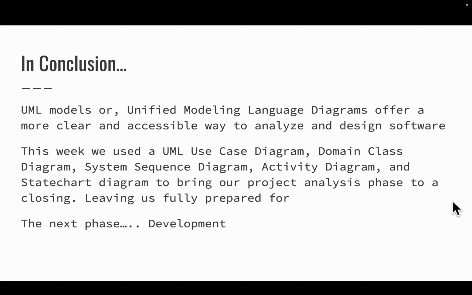Okay, and then for the conclusion, UML models or unified modeling language diagrams offer a more clear and accessible way to analyze and design software. This week we used the UML use case diagram, the domain class diagram, the system sequence diagram, the activity diagram, and also the state chart diagram to bring our project analysis phase to a closing. And now we are sure that we are fully prepared for the next phase, which will be the most interesting phase, the development phase.